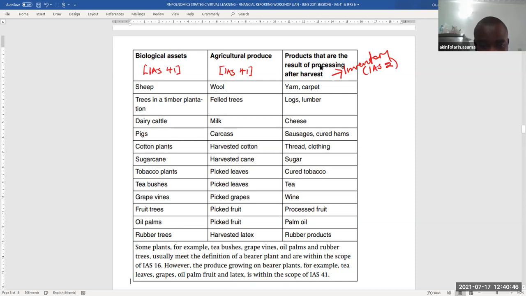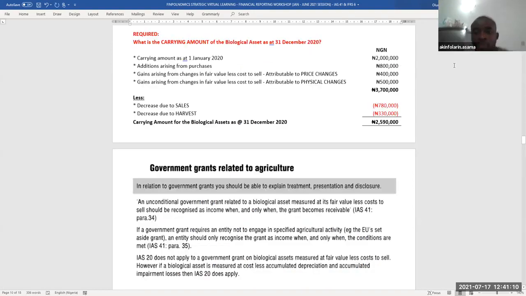Comment here. Some plants, for example, tea bushes, grapevines, oil palms and rubber trees, usually meet the definition of bearer plants and are within the scope of IAS 16. However, the produce growing on bearer plants, for example, tea leaves, grapes, oil palm fruits, and latex is within the scope of IAS 41. Okay, thank you very much.